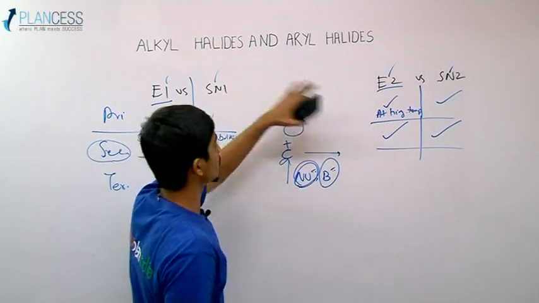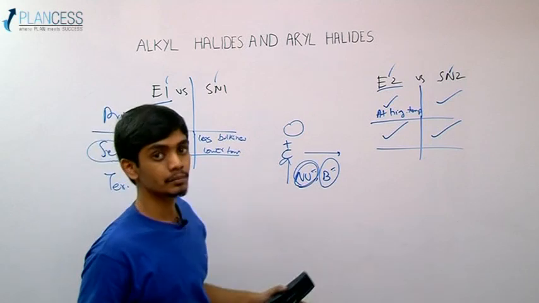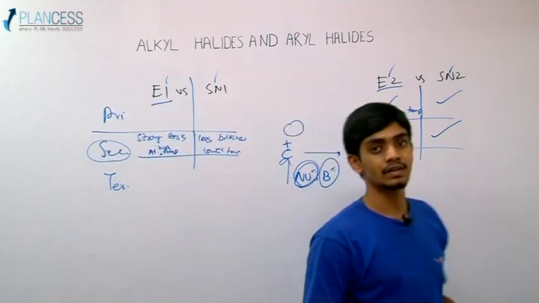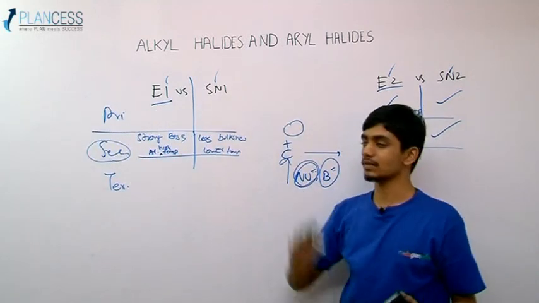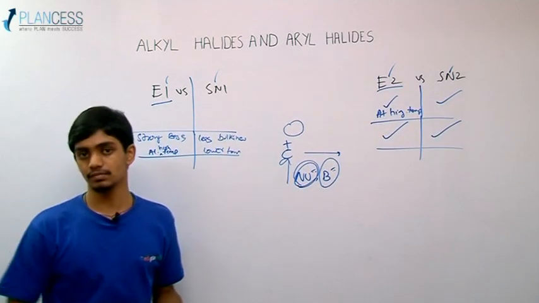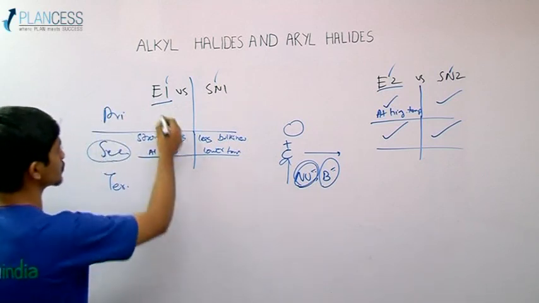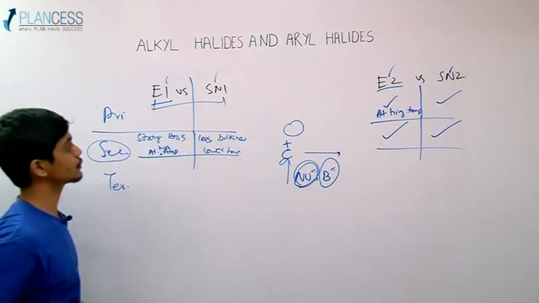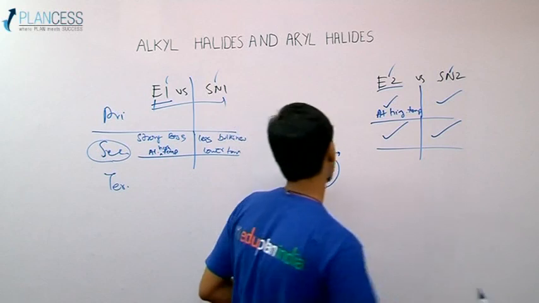Both E1 and SN1 will not give isomeric products because E1 is an elimination reaction and you get an alkene, and in SN1 you will get some other compound like OH or CN, something like that. So these two will not give you isomeric products, these two will give you completely different products.